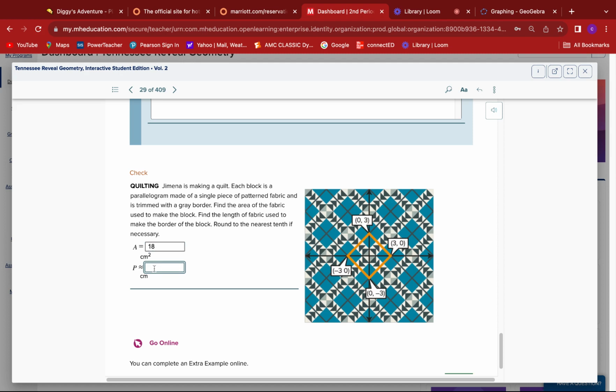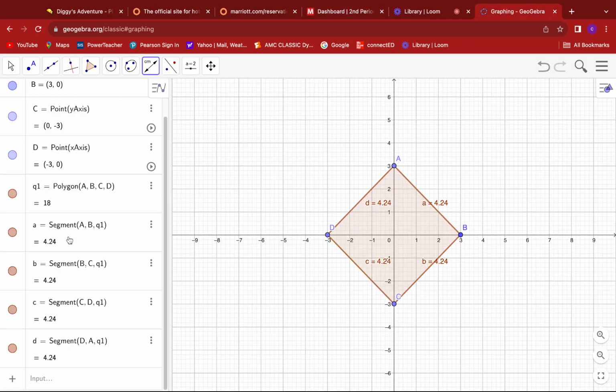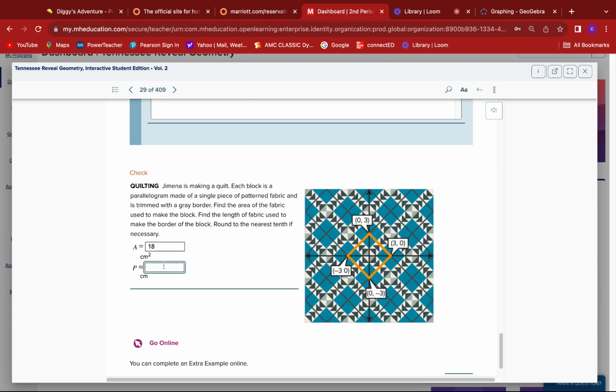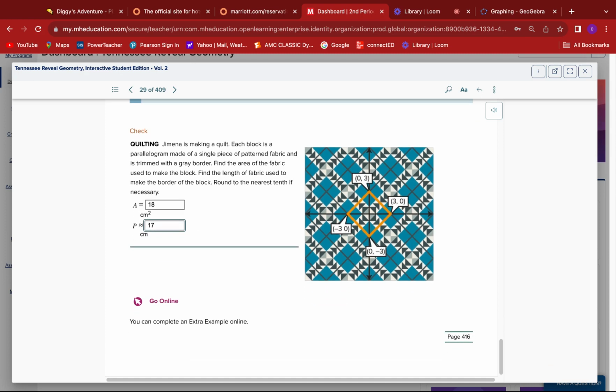Perimeter is when you add up all 4 sides. So your choices are add all 4 of these, or realize that they're all the same, and 4 times 4.24 will get you the same answer, which is 16.96. They want us to round to the nearest tenth, so that 6 is going to make that 9 go up, which makes the 16 go to 17. I got 17 centimeters.